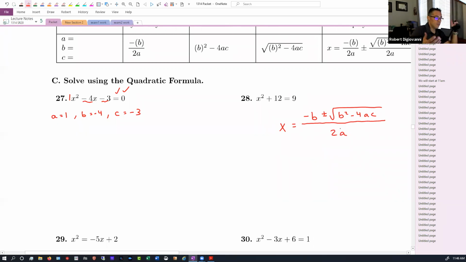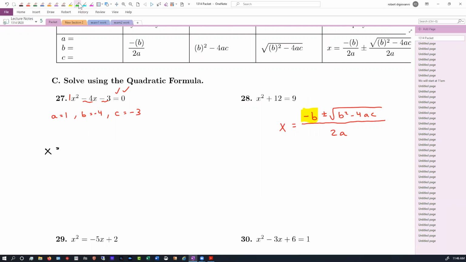So we're just going to do what we refer to in math as plug and chug. We're going to plug in our numbers and chug out the answer. So the first thing I need to do is figure out what negative b is. In the formula, negative b means the opposite of b. So what is b for us? B is -4. We want the opposite of -4. So what's the opposite of -4? +4. So I'm going to put +4 here.